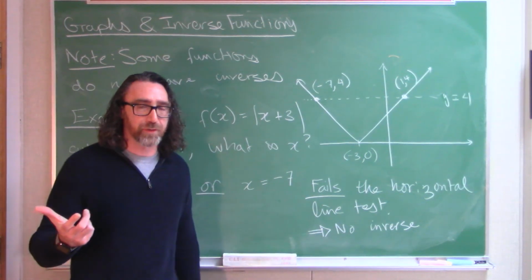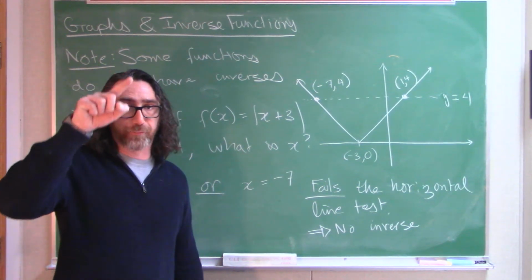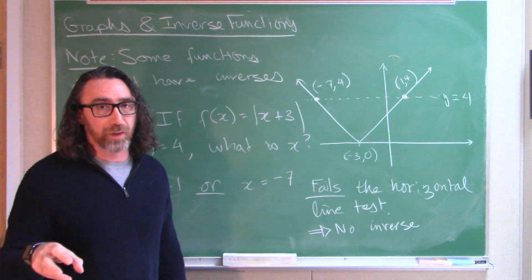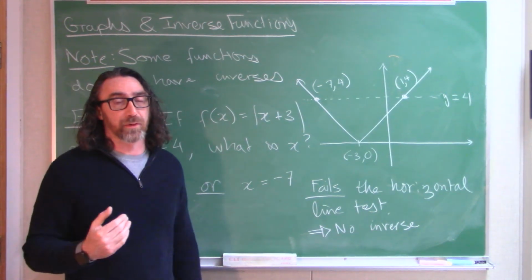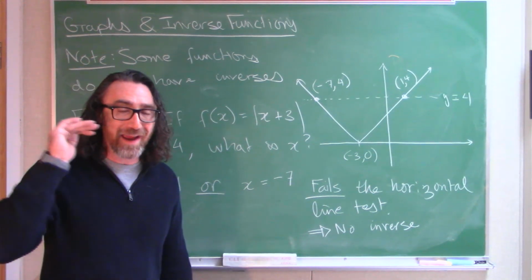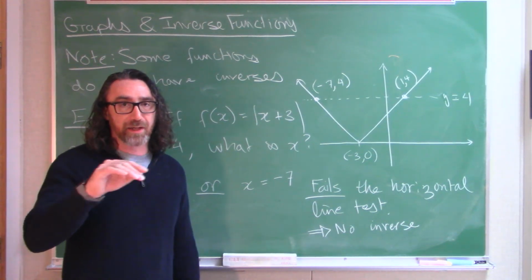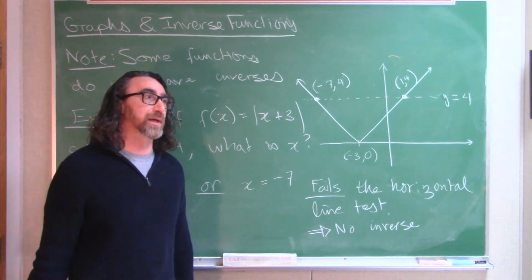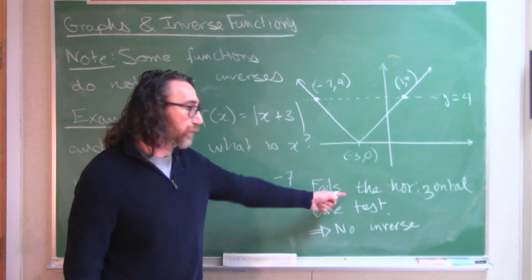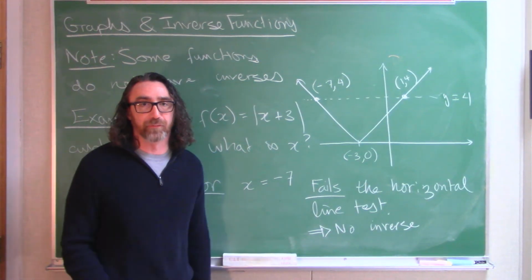A quadratic function would be a U-shaped graph. You remember that from the earlier videos? A U-shaped graph called a parabola. That will fail the horizontal line test. The only way to pass the horizontal line test is if every horizontal line intersects the graph at most once. If any horizontal line crosses more than once, then you fail the test and you don't have an inverse.